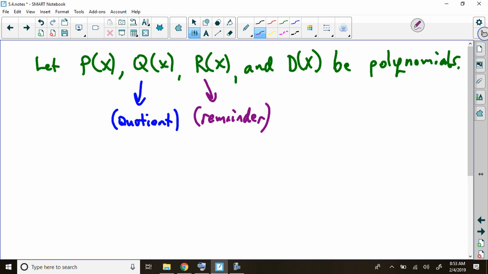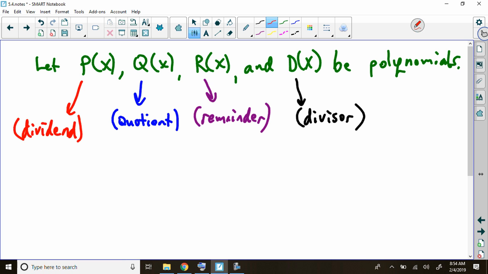So let's see if we can figure out what D of x is. The part that you divide by, what's that called in division? Not divisible. It's divisor. Good. The divisor. Now the other part, the thing that you're actually dividing, is usually the dividend. But we already used the letter D, so I can't use it again. But P of x then is the dividend. Okay, the dividend.